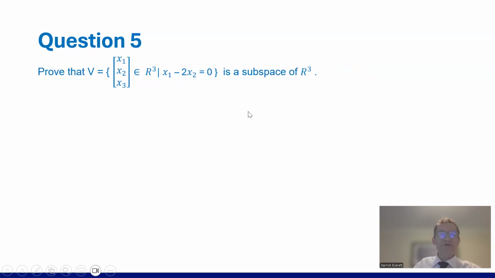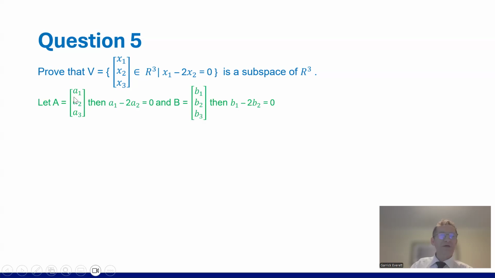Question 5. This one I've taken directly from a lecture as an example because I thought it's very similar to the question in the assessment, and just a reminder to you of this sort of thing. So prove that V, which is (x1, x2, x3) an element of R3 where you've got this rule x1 minus 2x2 is 0, is a subspace of R3.